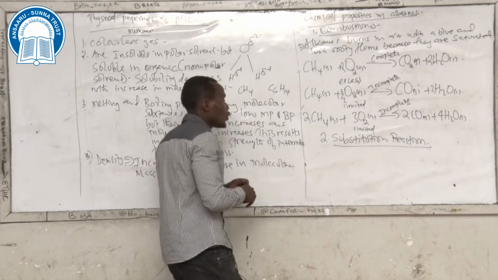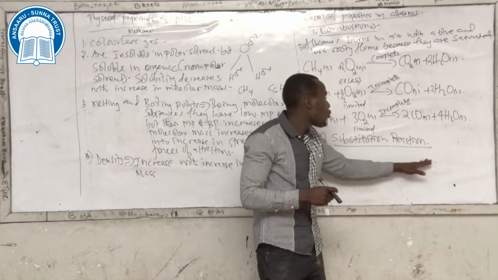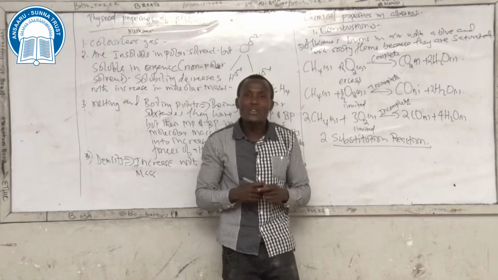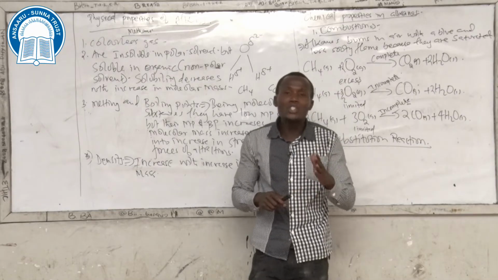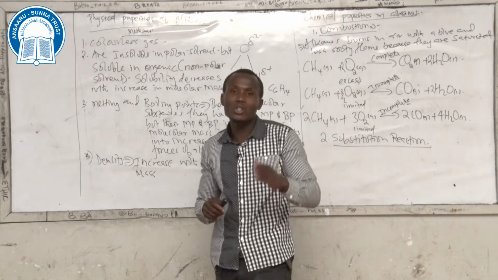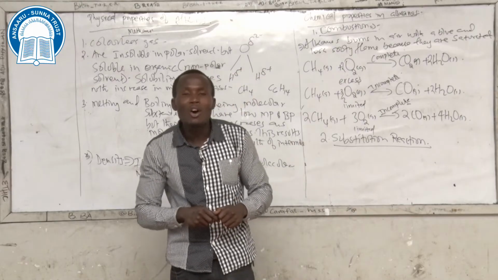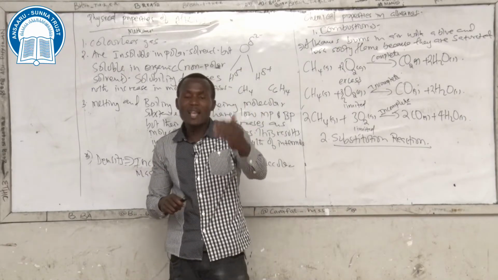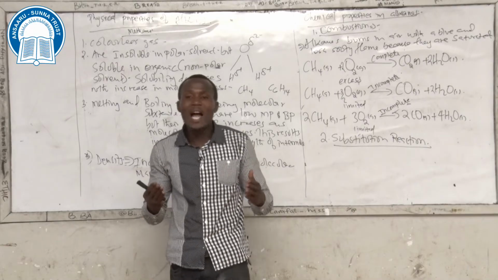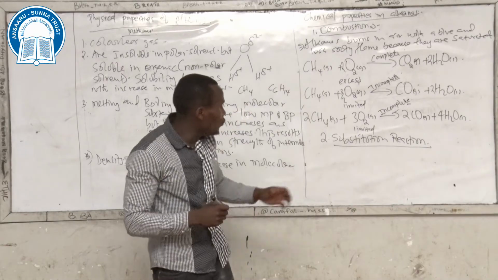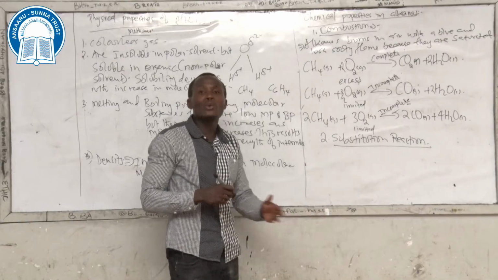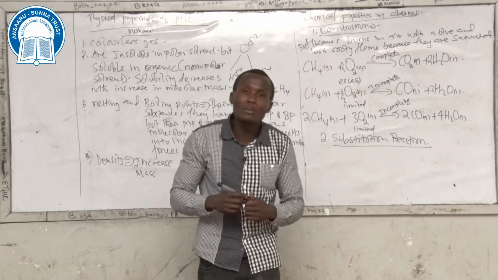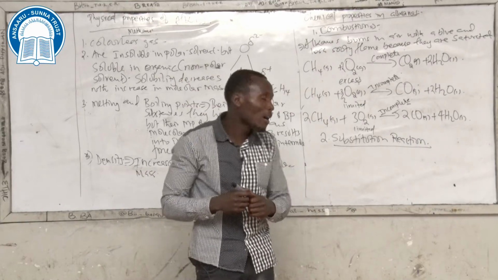For this reaction to occur, there is a condition needed for it to take place. The condition needed for substitution reaction is sunlight or the ultraviolet rays. Why do we need sunlight or ultraviolet rays? The UV light is needed to break the molecules into atoms for the reaction to take place.